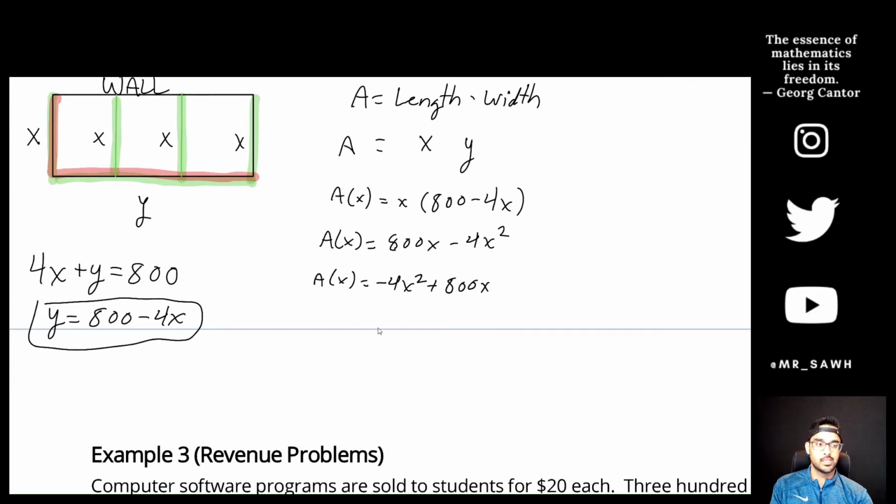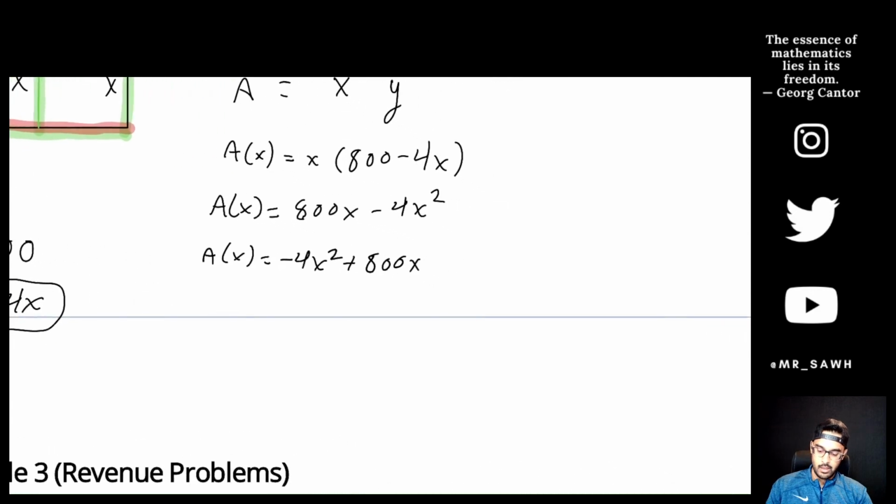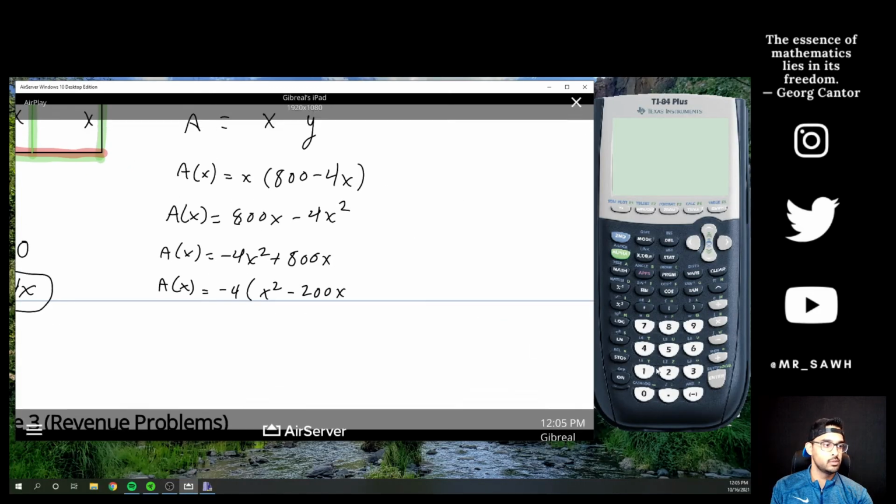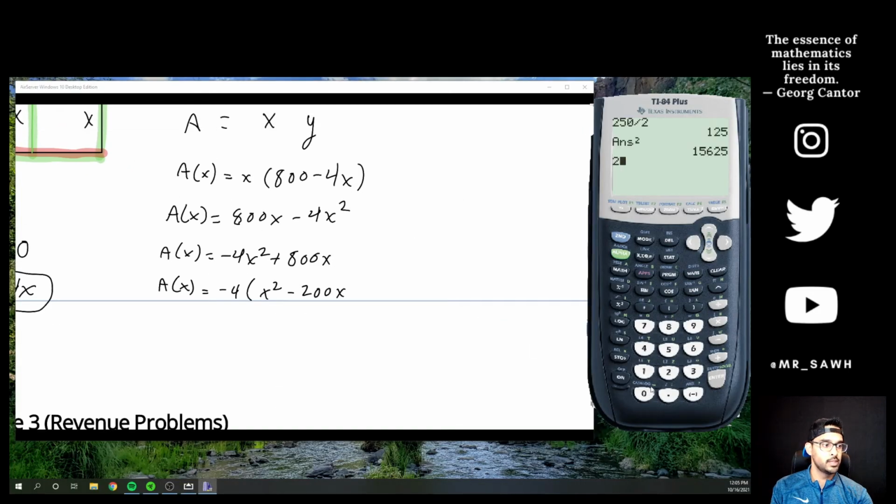And again, I know this is a maximum because a is negative, right? It's negative 4, so it opens downwards if you were to graph it. So we're looking for our vertex, which is a maximum. Factor out that negative 4. So I get x squared minus 200x. And now I'm going to add in a number. If I take 200 and divide it by 2, that is 100, square it, and I get 10,000.